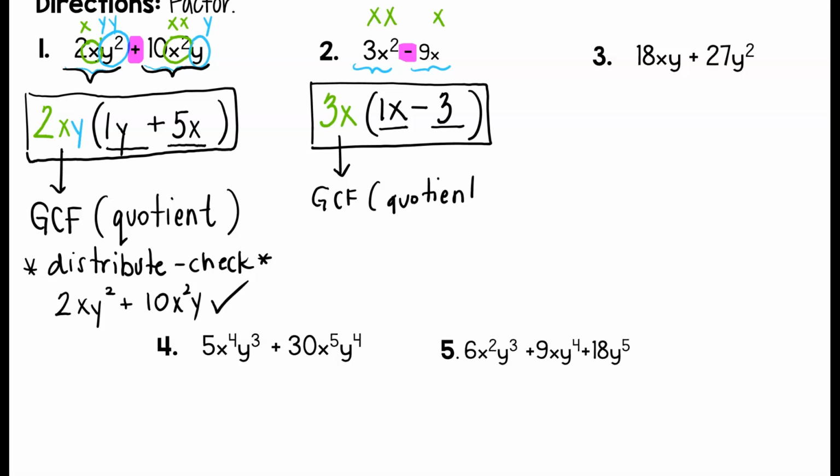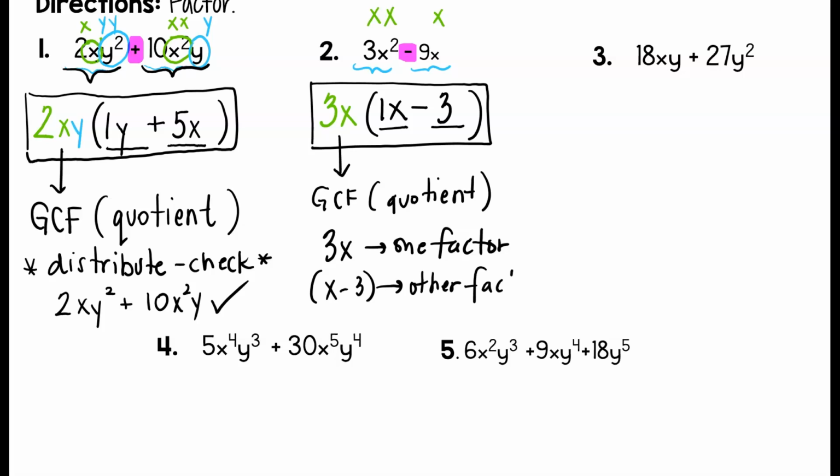Now, these are both considered factors of 3x squared minus 9x. So 3x is one factor, and x minus 3 is the other factor. Those two multiplied by each other will give us back the original polynomial, which is what I mean by the distributive property. Number 3, we have 18xy and 27y squared.